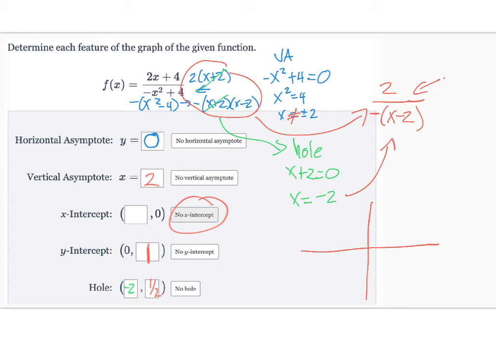The graph of this, so we've got a vertical asymptote at 2, which we draw as a dotted line. Horizontal asymptote at 0. A y-intercept at 1. And we've got a hole in the graph at negative 2, comma a half. So it's going to be like 1, 2.